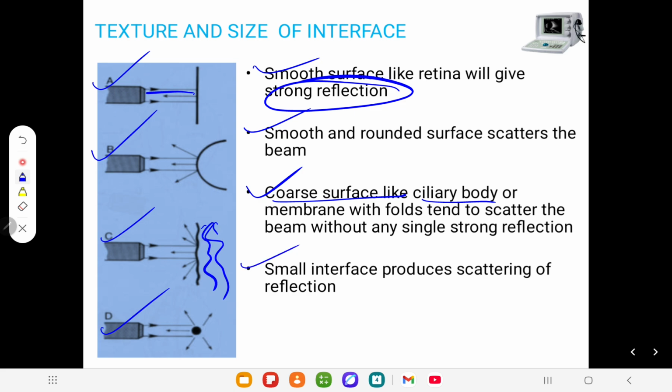And finally, a small interface scatters the reflection. See in this picture, the round, small structure reflects everywhere, so very few sound waves come back to the probe. That's why the spikes are less, and in B scan the brightness is less.